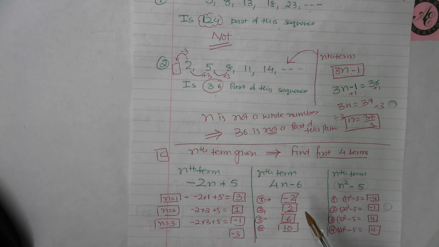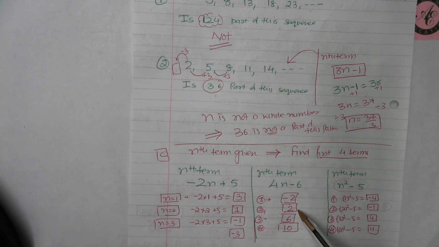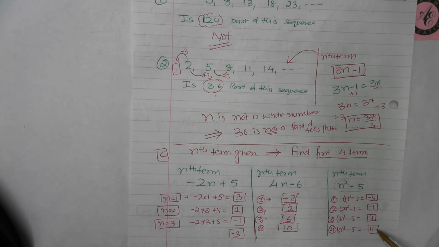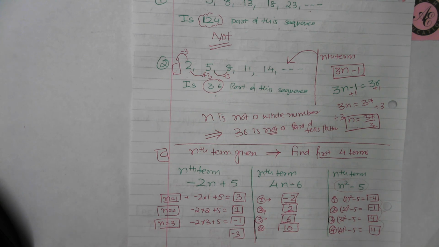And here are the answers, guys. These are the first 4 terms of this sequence, and these are the first 4 terms of this sequence. And like I said, this is not linear, and you can see this is going up in 3, then going up in 5, going up in 7, and so on and so forth. Not linear.